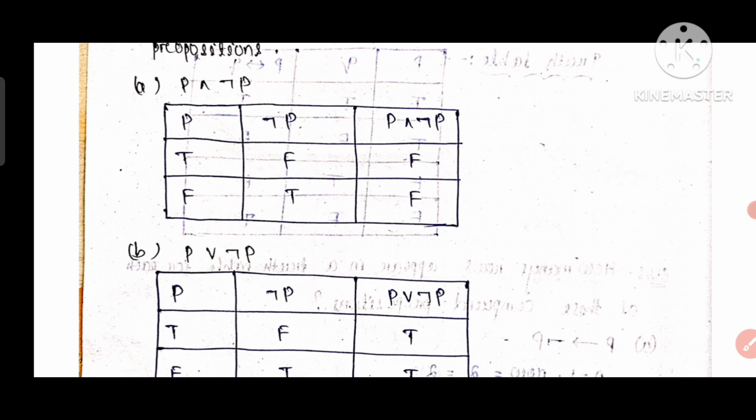Then it will become clear that P conjunction negation of P. We know in the case of conjunction, it is true only when both are true, otherwise it becomes false. So here P is true and negation P is false, so the result will be false. And in this case, the P value is false and the negation P value is true, so the result becomes false.